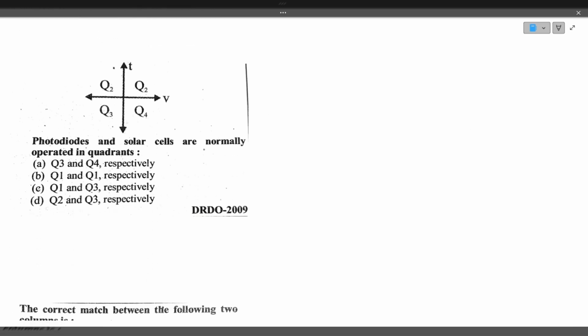Photodiodes and solar cells are normally operated in the quadrants. That is, photodiodes operate in quadrant 3, solar diodes operate in quadrant 4. So the answer is option A.